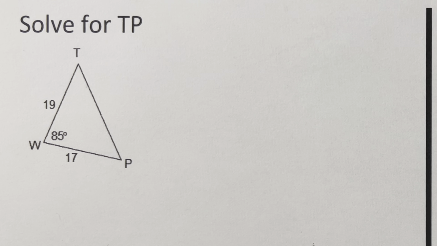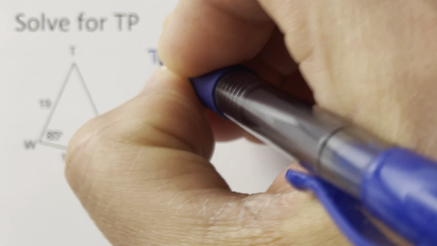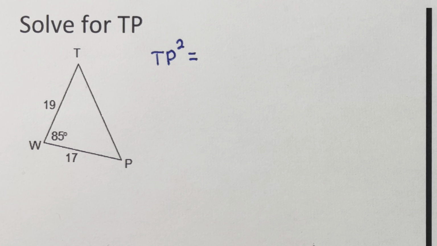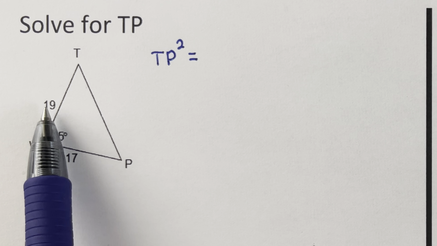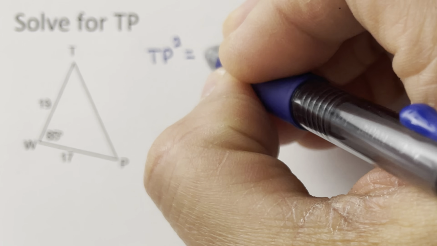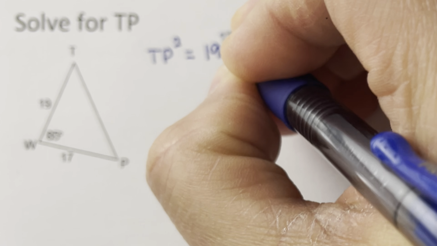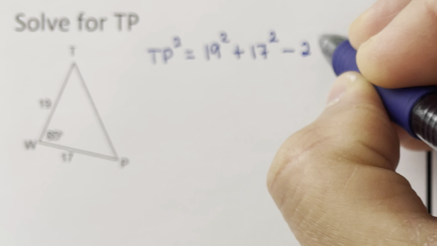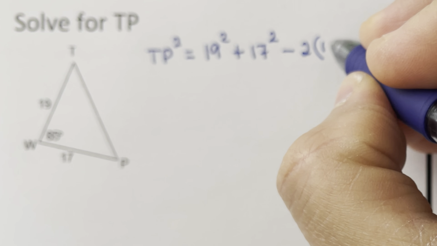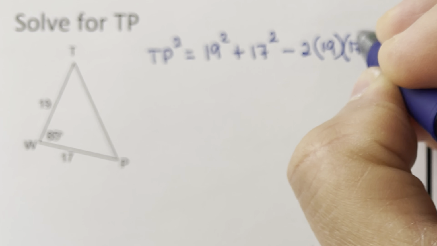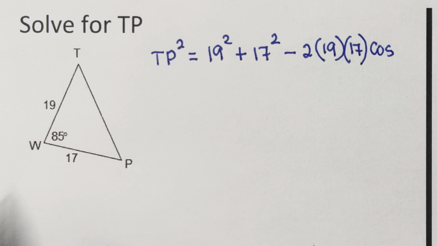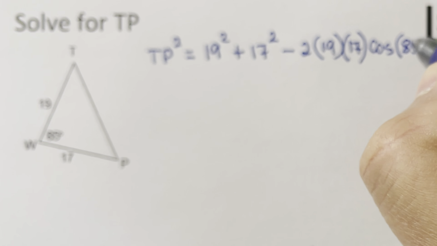So what we're going to do is write TP squared, that is the missing side, and that is equal to, remember for the cosine law, we're supposed to write the sum of the squares of the remaining sides. So the other sides are 19 and 17, so I'm going to take the sum of it and square it. So that's 19 squared plus 17 squared, and then after that we minus 2 times the product of these two. So it's going to be 19 times 17, and that is multiplied by cosine of the angle across from TP, which is 85. So I'm going to write cosine of 85.